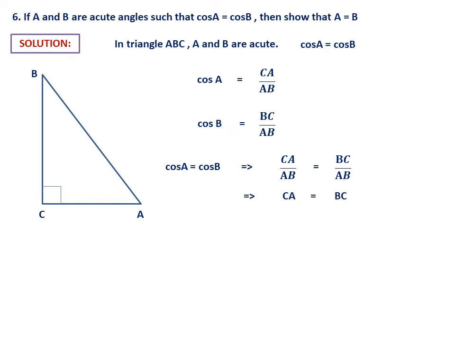Now look at the triangle. In the triangle, the sides CA and BC are equal, so what about the angles opposite to the sides? They also must be equal. Therefore, this implies A must be equal to B. So this is the simple property of a triangle. So this is the sixth question. Let us proceed.